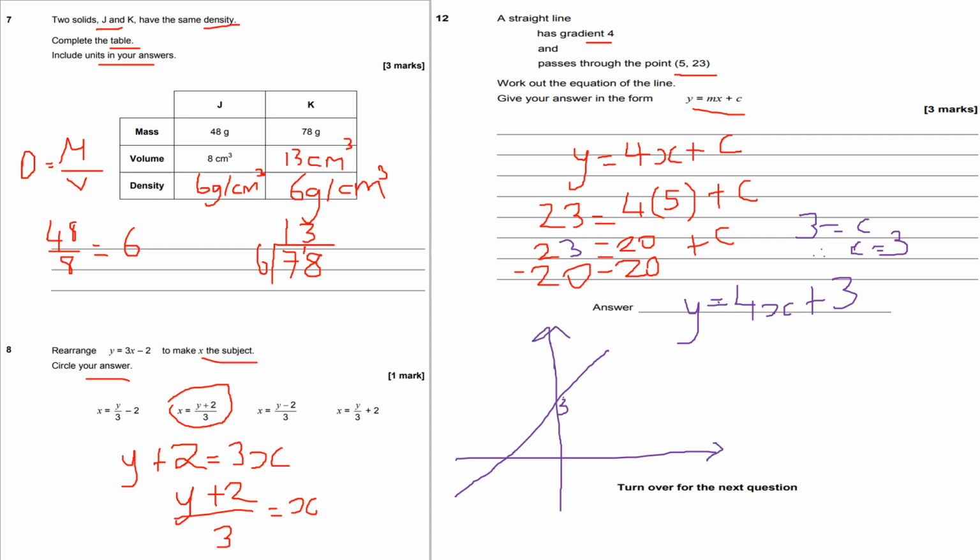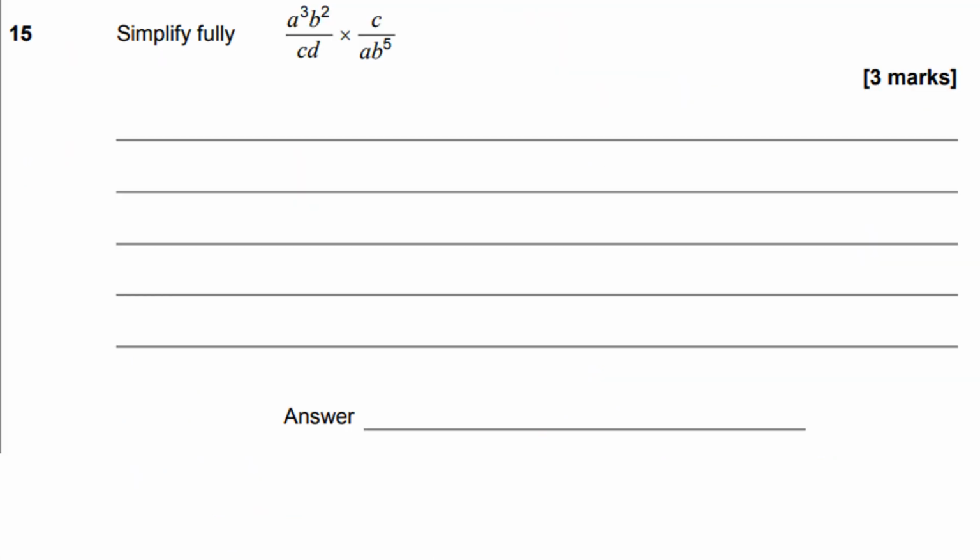If the gradient is positive, it's this way. If it's negative, remember, then it's in this direction. So make sure that you're happy with that. I've put negative m here, and then positive m for that. Make sure that you're happy with that in the exam. They may ask you a graph question that involves a negative gradient or a positive gradient. Next question, simplify fully this algebraic fraction.